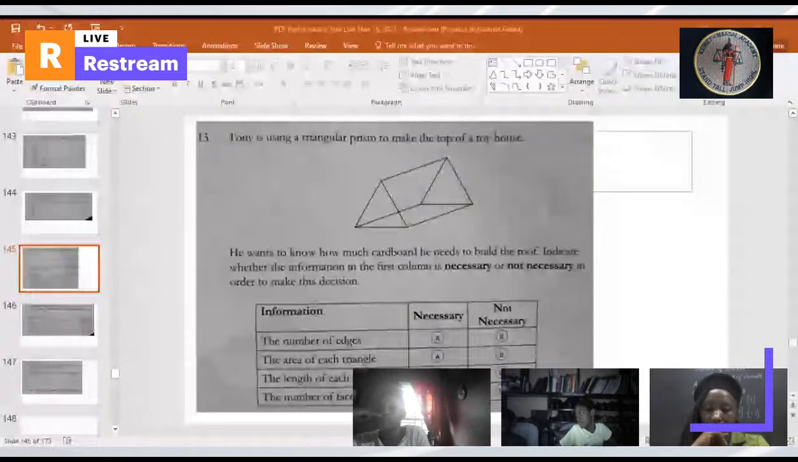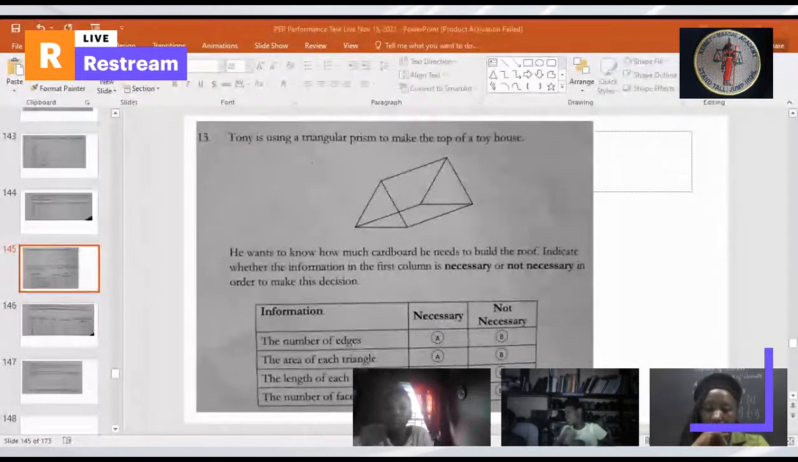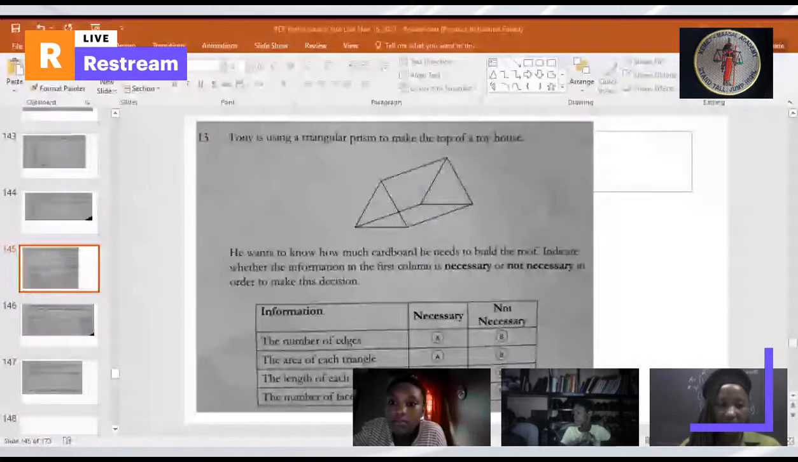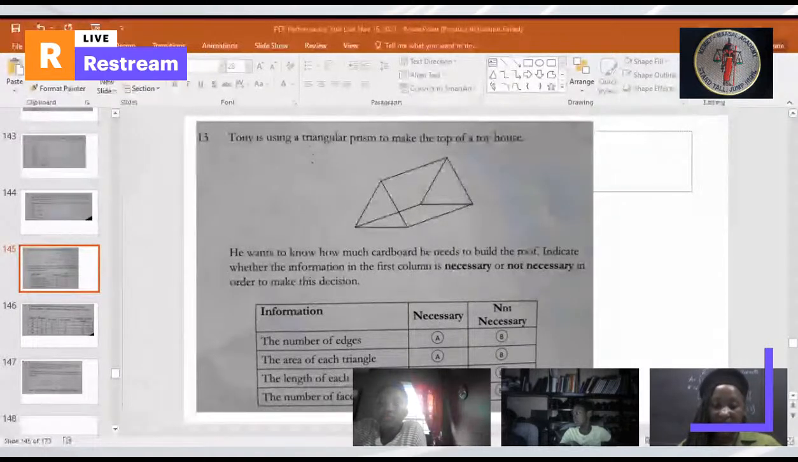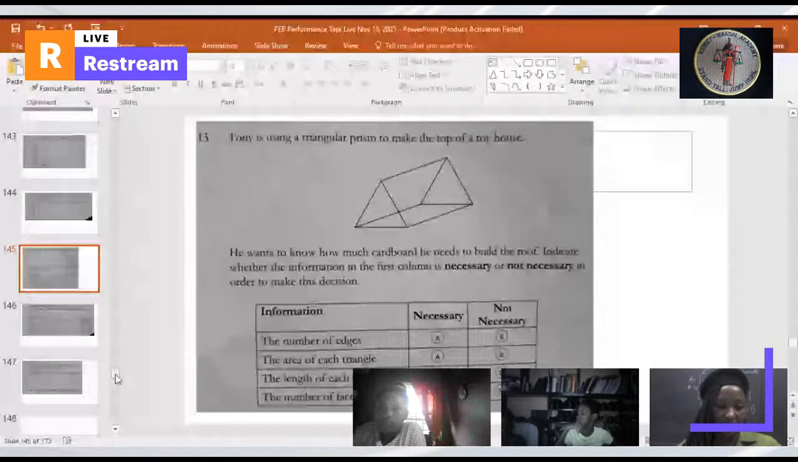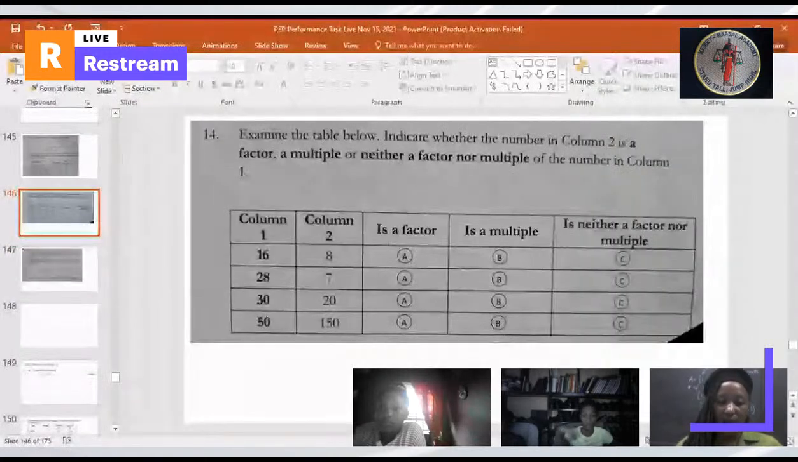For a second, he would need all of this information. Yes, miss. Right, I think so. That's my logic, that's how I'm looking at it. I need to know all of this. All right, so we have two questions to go. Amari, can you read question 14, please?